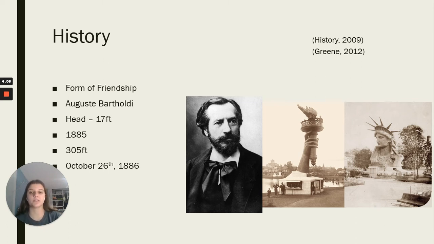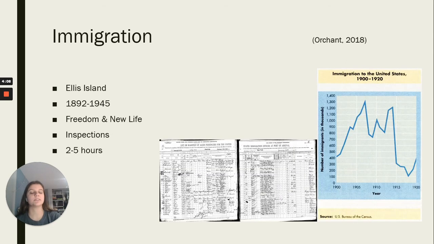So now that we've learned about the history of the statue, let's look at the role that it played during immigration. In 1892, New York opened up this port named Ellis Island. And from there, that's where immigrants were able to enter America. As I said in my introduction, that 50-year time span was between 1892 and 1945, during which more than 12 million immigrants entered America by passing the Statue of Liberty.